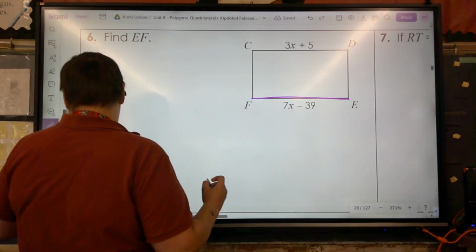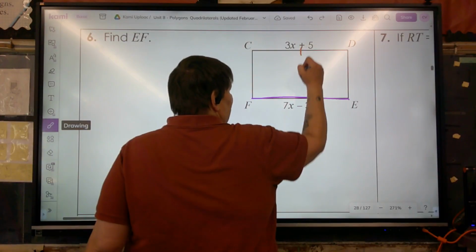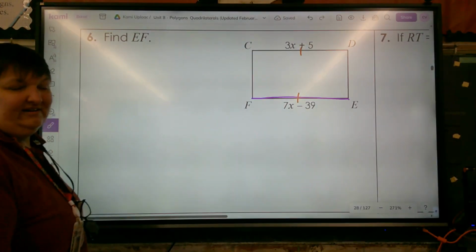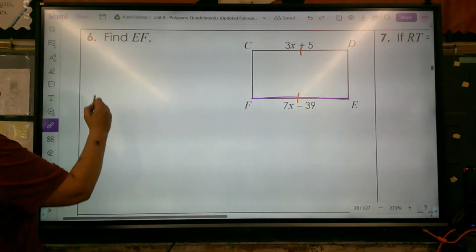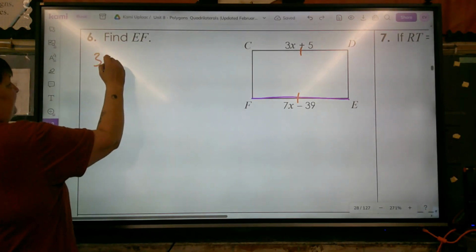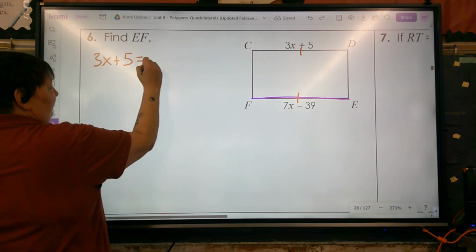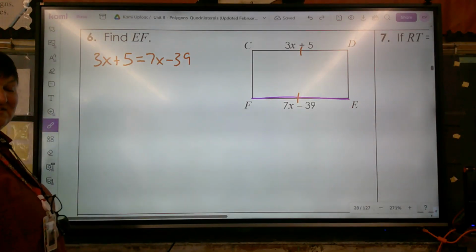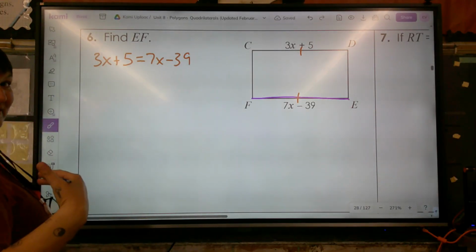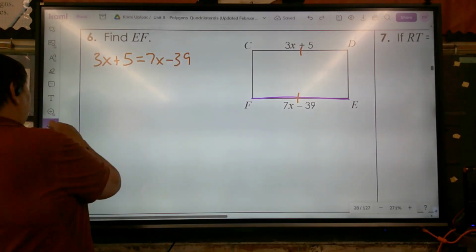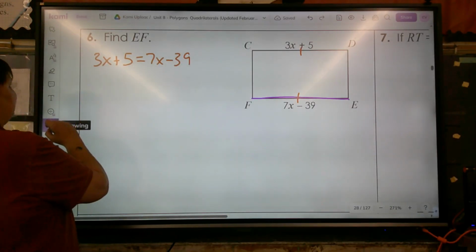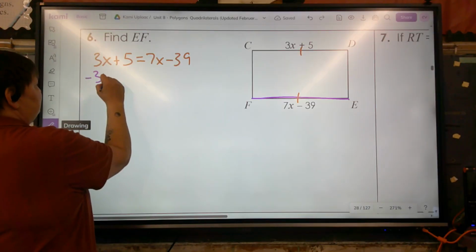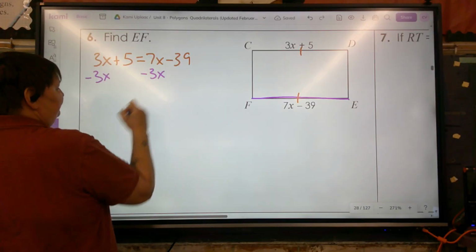And we know that this side is congruent with this side, equal. So we can set it up that way. 3x plus 5 is equal to 7x minus 39. This way we can solve for x. I'm trying to isolate the x, get it all by itself. So first we're going to move the variables to the same side. Let's subtract 3x from both sides.